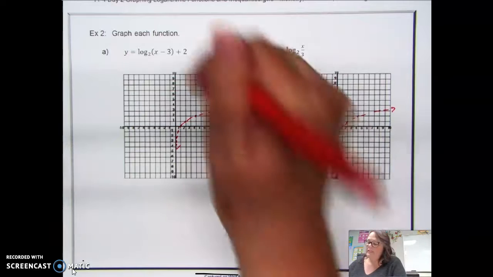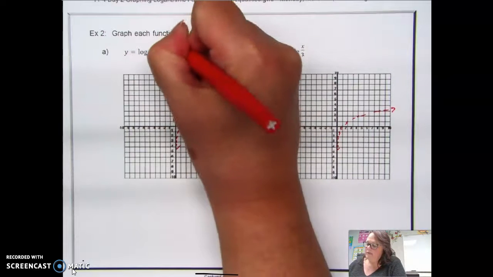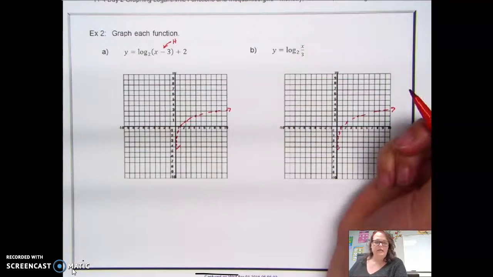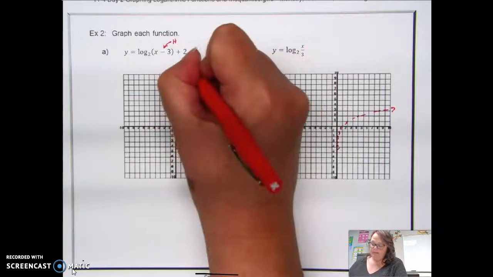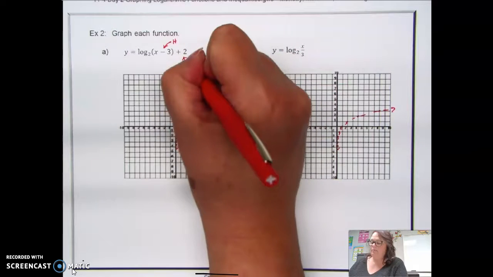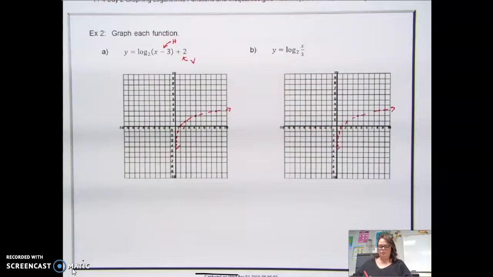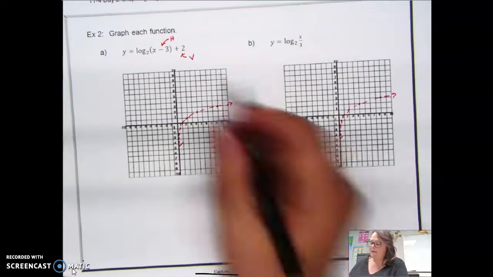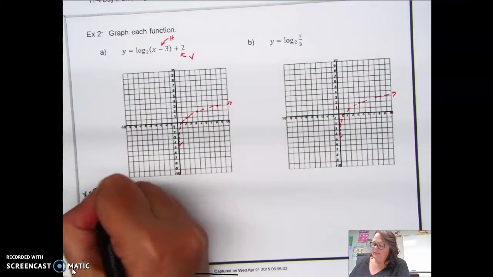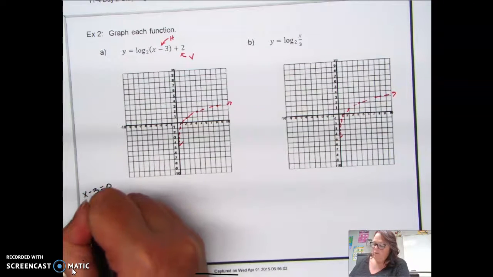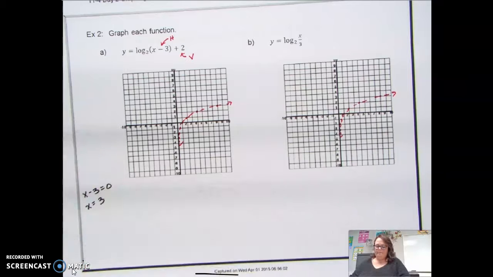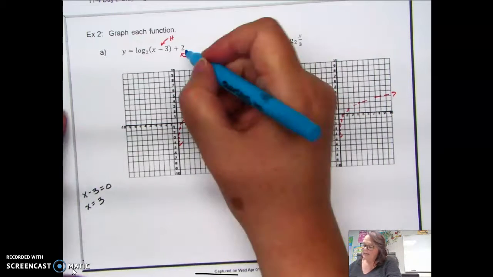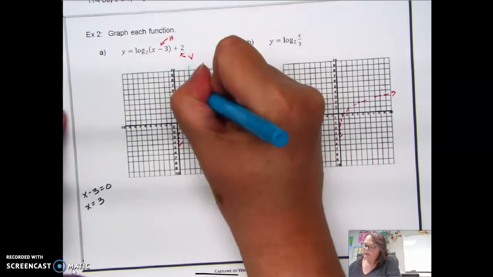And so hopefully you see that this x minus 3, that minus 3 is inside the parentheses, making it a horizontal change, and that the plus 2 is outside the parentheses, making it a vertical change. And so that means if I take x minus 3 and set it equal to 0, we get x is equal to 3, which means I have a new asymptote at x is equal to positive 3.